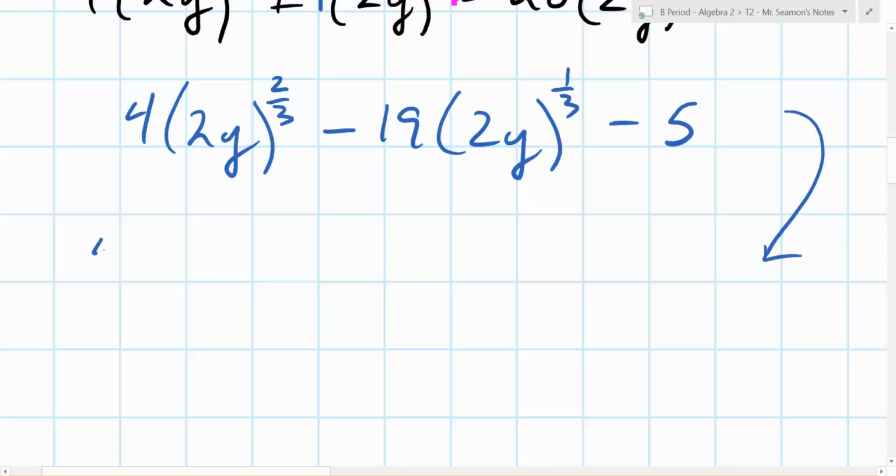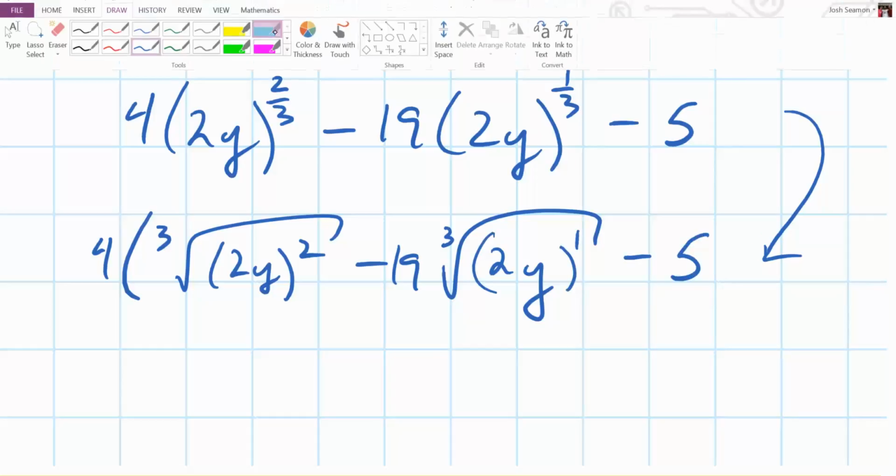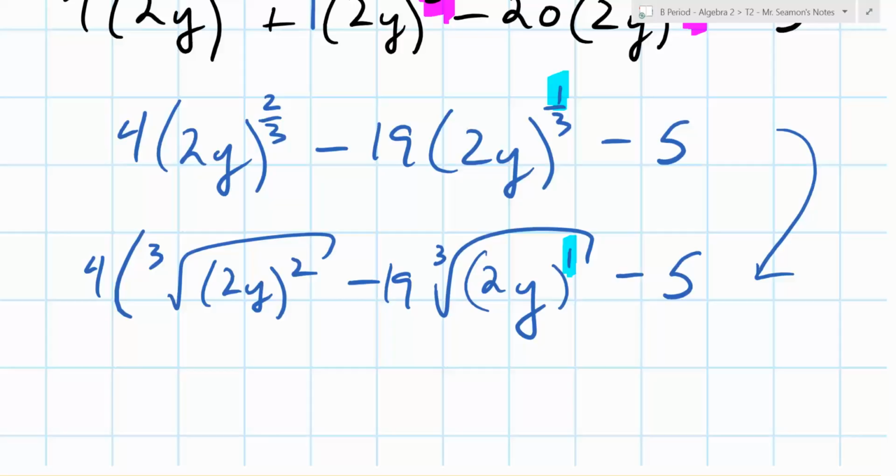That would be 4 times the cube root of 2y squared, minus 19 times the cube root of what? 2y. Cube root of 2y. It's not squared there. Oh, it is, because it's 1/3. It's 2y to the first, right? Minus 5. Do you see where I'm putting those numbers? Like this one up here. See this one? Where'd that go? That's the first power. Do you usually write the first power? No, but I'm just showing you why it's only raised to the first power. But then on the other side, what do you have? A 2/3 power. That's where the 2 is.